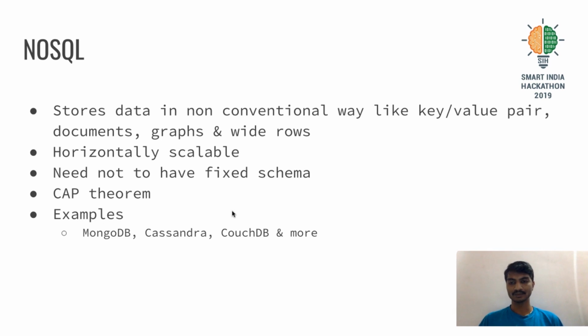And the next one is, what are the most used NoSQL databases nowadays? There are MongoDB, Cassandra, CouchDB, and there are a lot available nowadays.